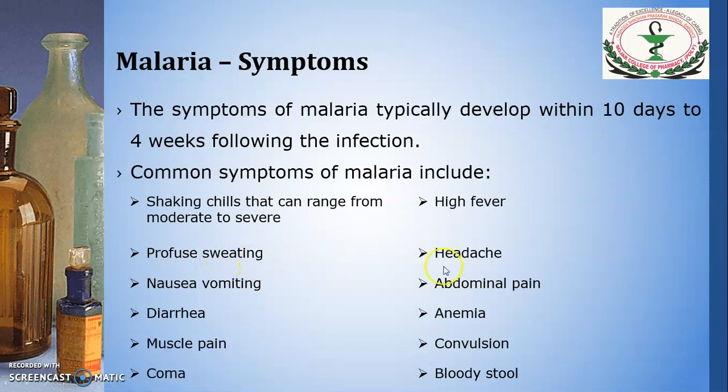Profuse sweating, headache, nausea, vomiting, abdominal pain, diarrhea, anemia, muscle pain. The patient may have convulsions that may lead to coma, and some patients will show bloody stools. So these are the overall symptoms of malaria, and the symptoms will become worse and worse if it is not treated, and that may lead to the death of that patient.